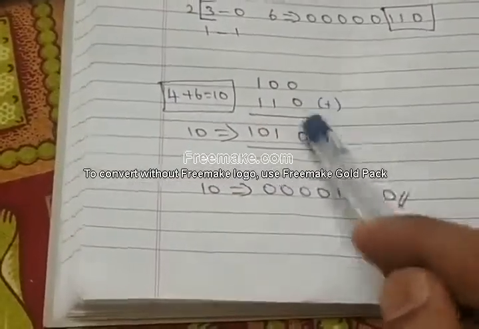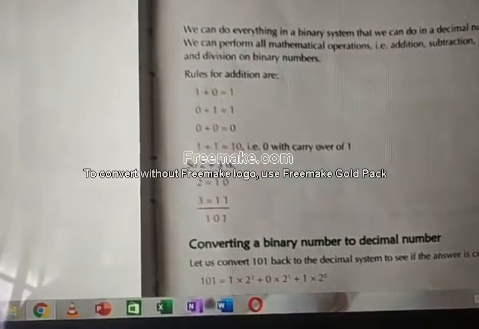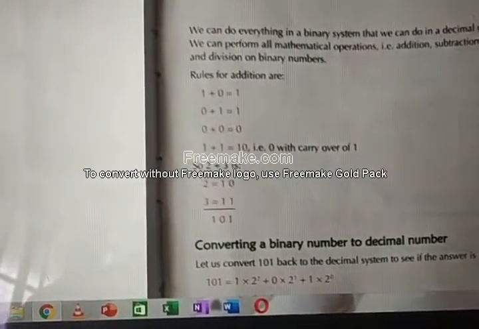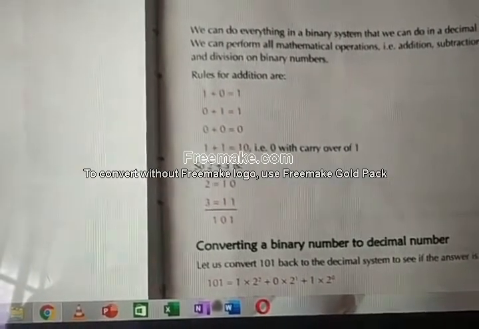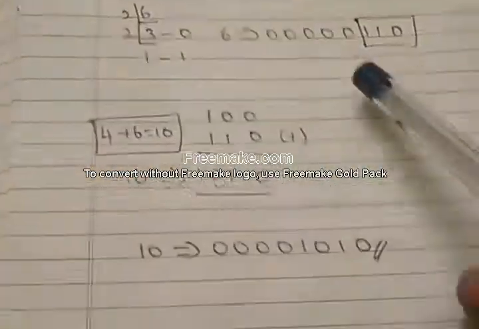Add these two. I already told you now the rules for addition. I already showed you now. This is the rule for addition in binary digits. 1 plus 1 is equal to 0. 0 plus 1 is equal to 1. 0 plus 0 is equal to 0. 1 plus 1 is equal to 1 0. This is the binary addition rule. So that rule we are going to apply here.